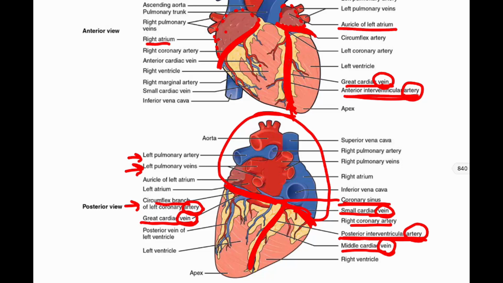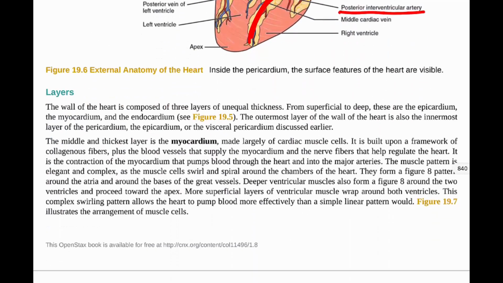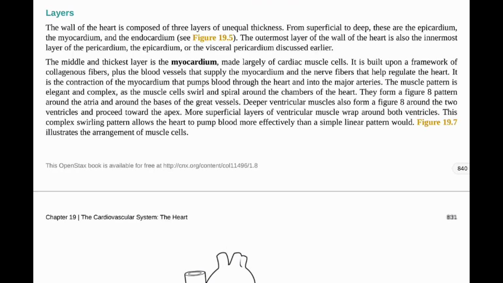All right, so the wall of the heart is composed of 3 layers of unequal thickness. From superficial to deep, we have the epicardium, on the outside, which we already talked about. We have the myocardium, which we briefly talked about also, myo meaning muscle, so the muscle of the heart. And then we have the endocardium, which we haven't discussed yet, endocardium meaning on the inside.